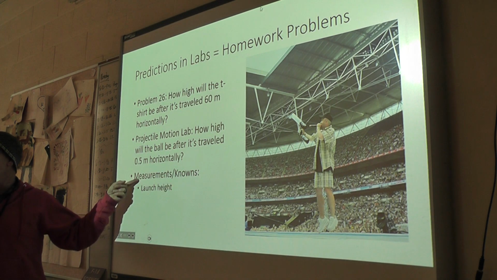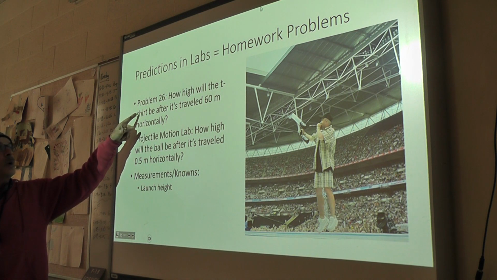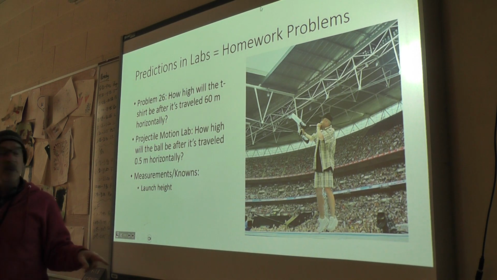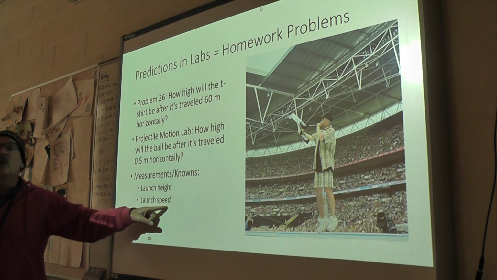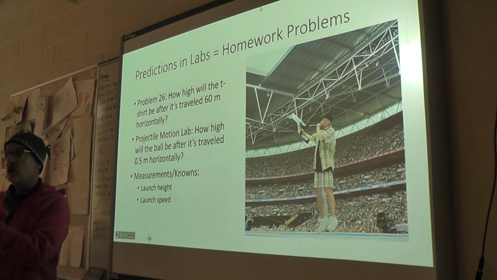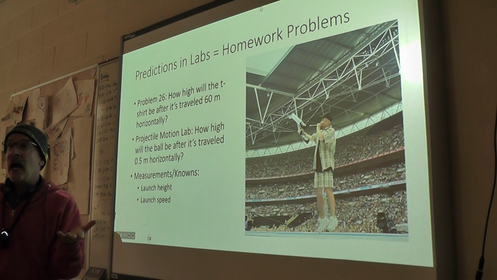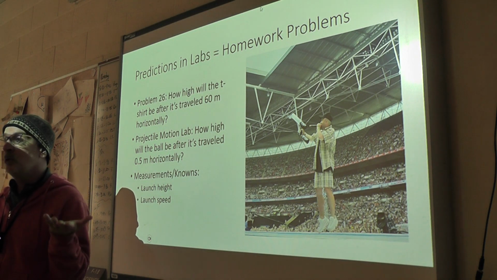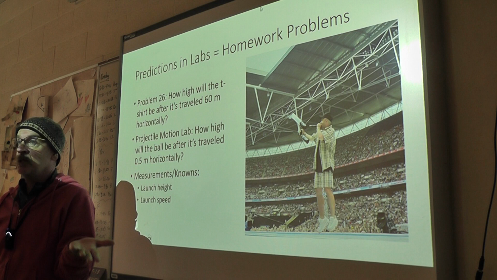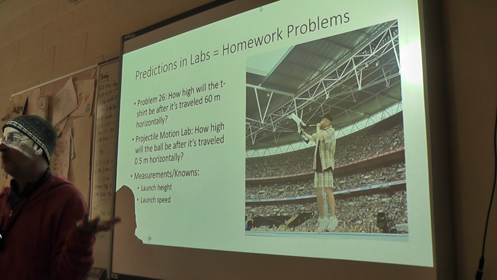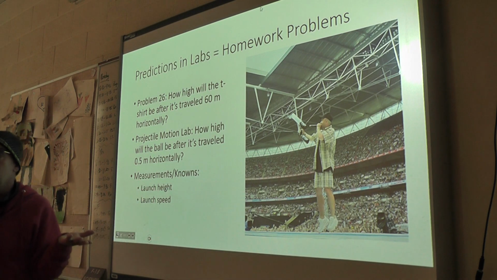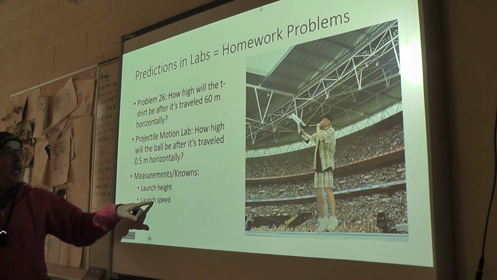You didn't know until the other day that your launch height was 1.1 meters. We knew in problem 26 that it was launched from the ground. You didn't know what the launch speed was until you measured it using Tracker. I didn't either. That's not a known thing. If you look up how fast a projectile launcher shoots a ball, there isn't one answer. It's not that all projectile launchers always shoot at 3 meters per second. That's not a thing. So this is something we have to measure.